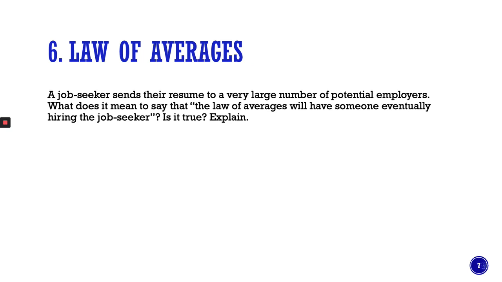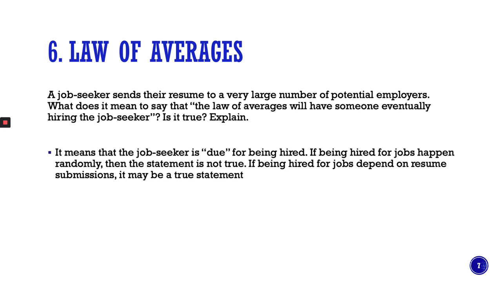A job seeker sends their resume to a very large number of potential employers. What does it mean to say that the law of averages will have someone eventually hiring the job seeker? Is it true? And explain. Well, it means that the job seeker is due for being hired. If being hired for jobs happens randomly, then the statement is not true. If being hired for jobs depends on resume submissions, it may be a true statement.